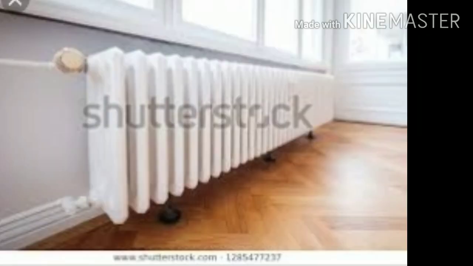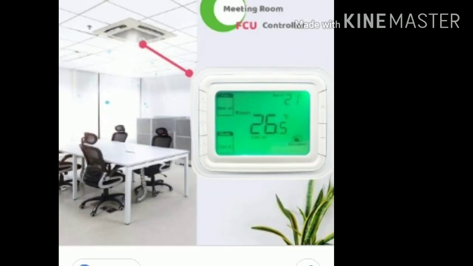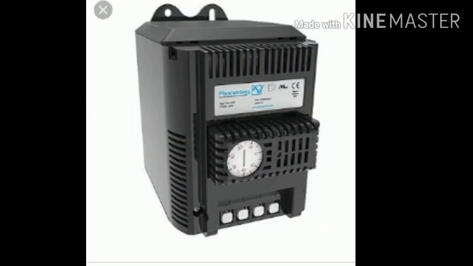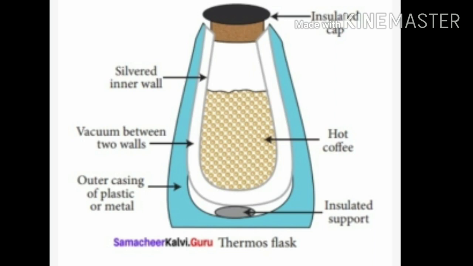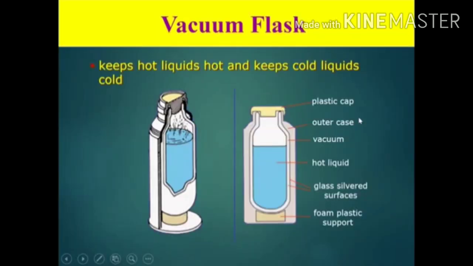Thermostats are used in devices like building heaters, air conditioners, ordinary water heaters, and kitchen appliances like ovens and refrigerators. Next one is the thermos flask. A thermos flask has double walls which are evacuated. It is silvered on the inside.